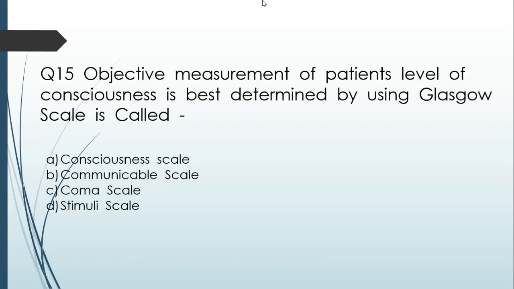Question number 15. The objective measurement of patient level of consciousness is best determined by using a Glasgow scale, which is called option A consciousness scale, option B communicable scale, option C coma scale, and option D stimuli scale. And its answer is coma scale.